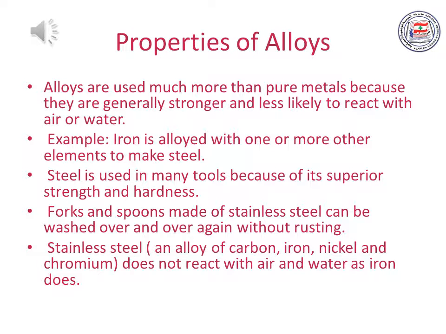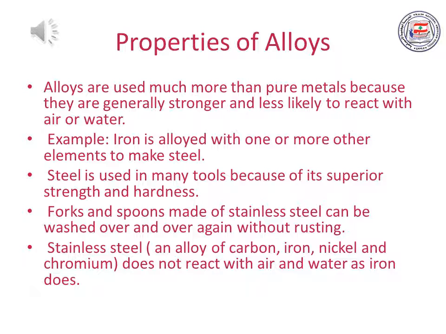Properties of alloys. Alloys are used much more than pure metals because they are generally stronger and less likely to react with air or water. For example, iron is alloyed with one or more other elements to make steel. Why? Steel is used in many tools because of its superior strength and hardness.